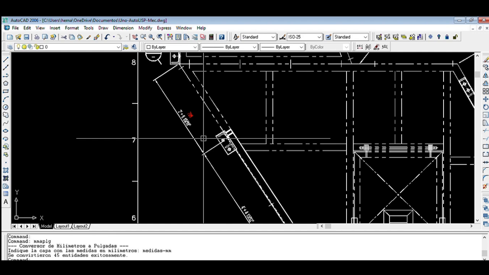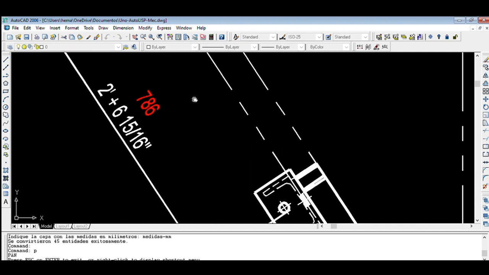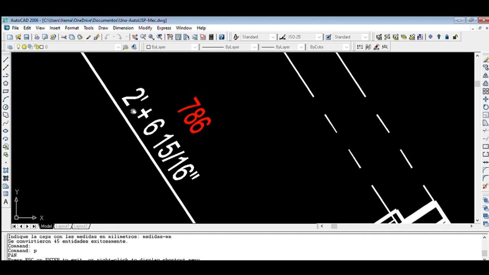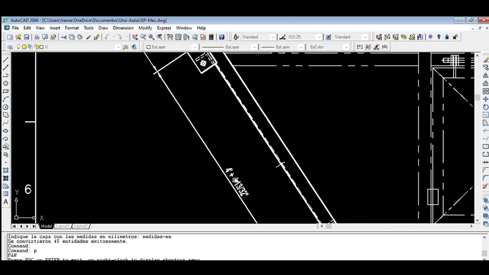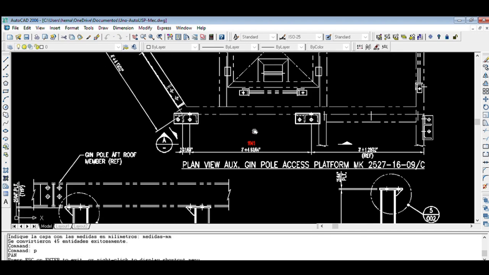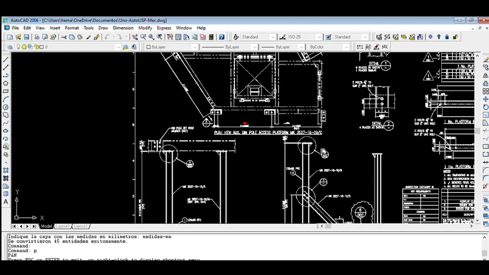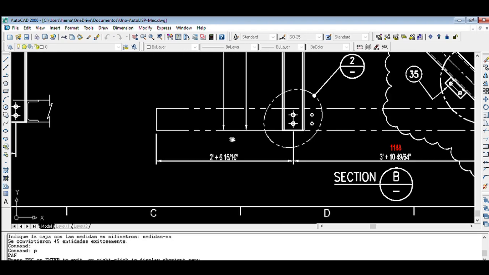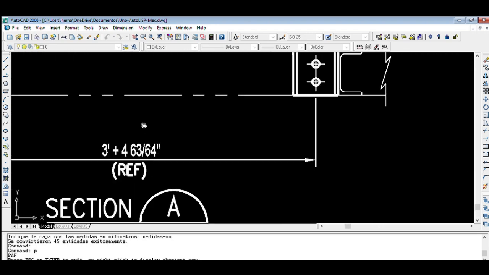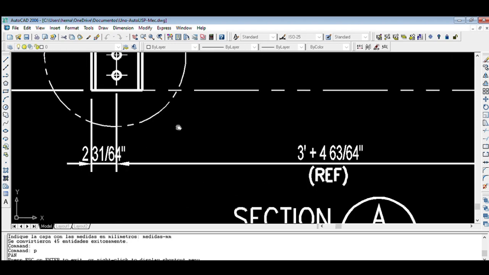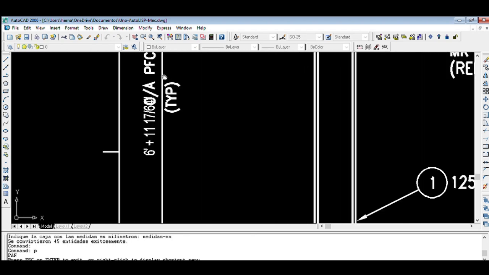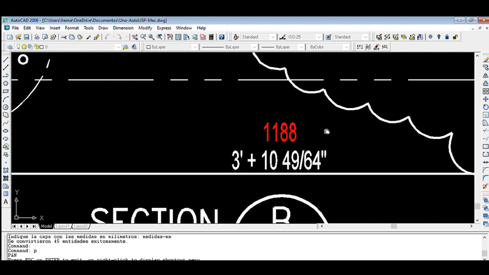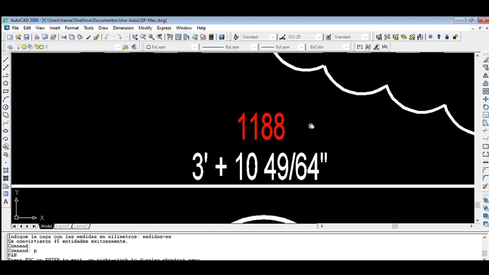Let's see the results. You can see that it transformed all the dimensions that are on that layer. I need to make an adjustment here. Let's keep this one so you can verify it. As you can see, the process was immediate, very fast.